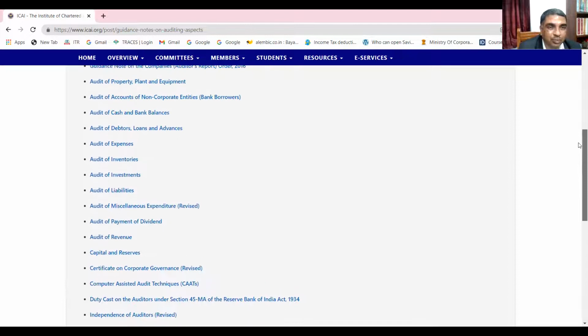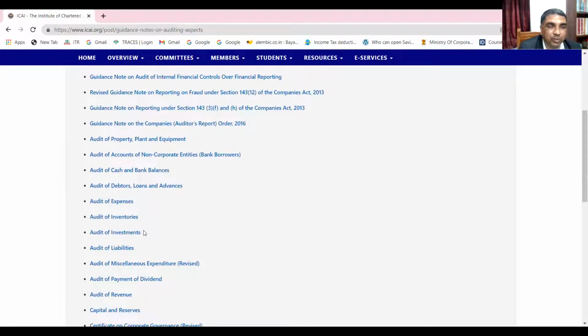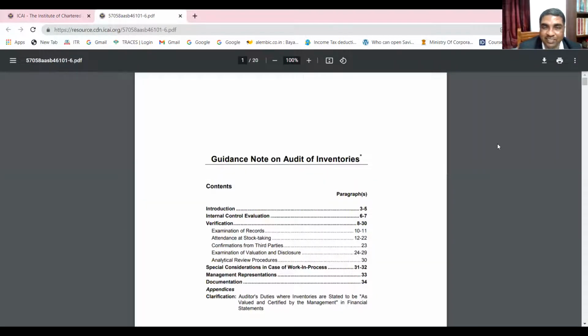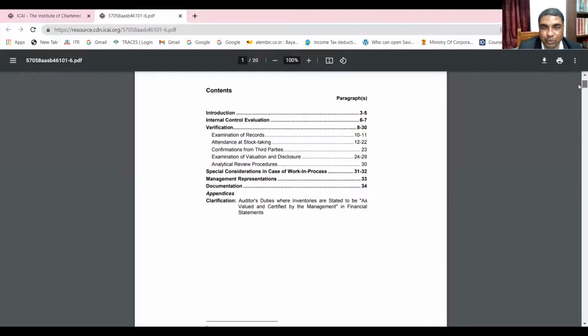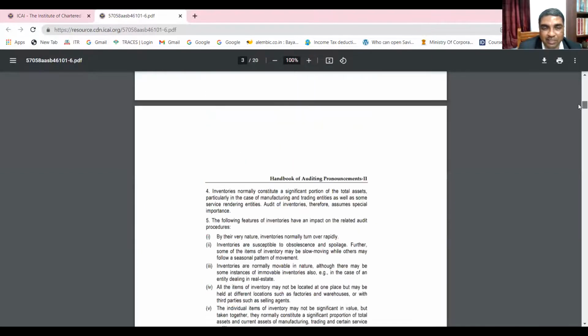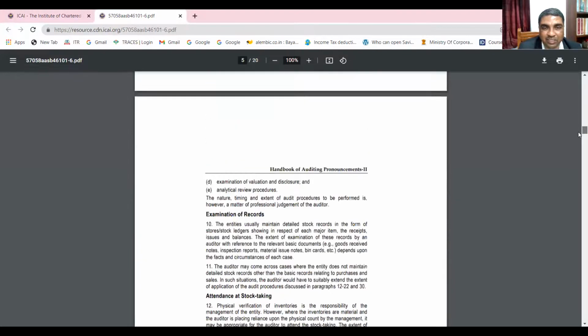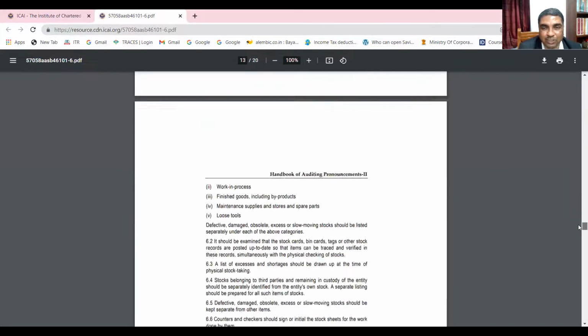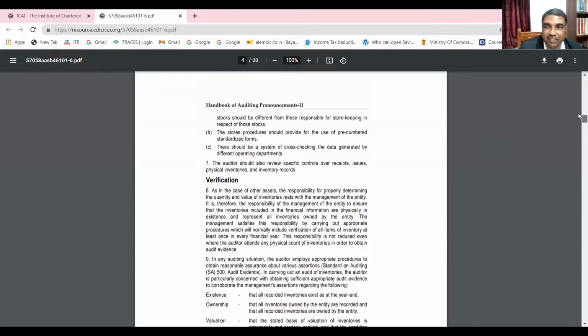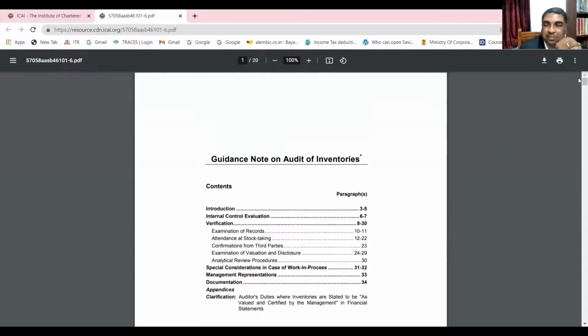Okay. So if you want, you can refer to, let us say you want to see what the audit of inventories is, including inventory recognition, you can click here. This is the guidance note which explains how to audit inventories. Okay. Internal control evaluation, verification, how this has to be done, this guidance note suggests. So one can read it anytime.